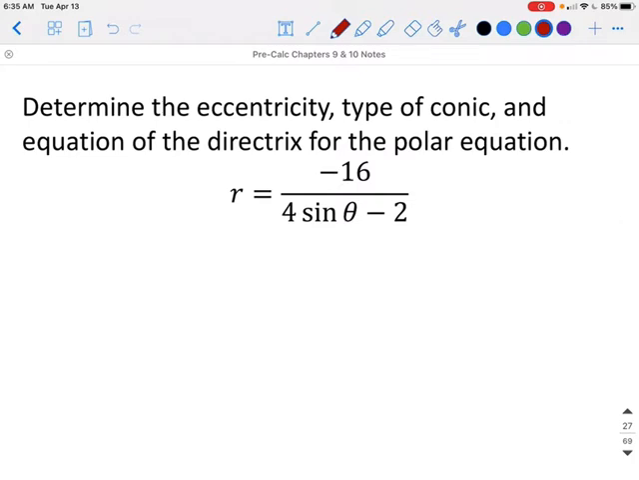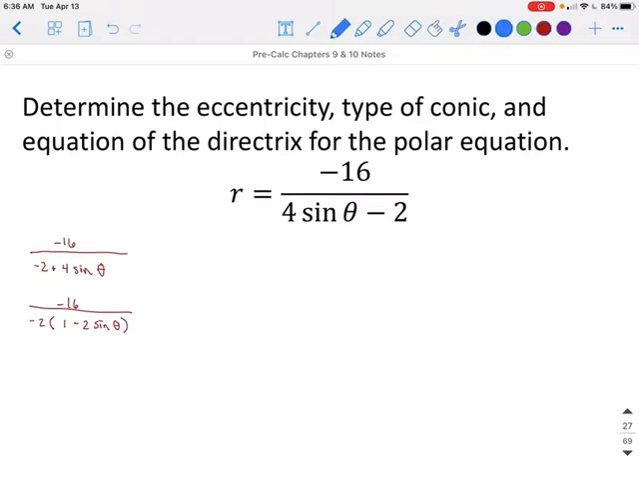Again, we're going to determine the eccentricity, the type of conic, and the equation of the directrix. First we need to notice that the sine part comes first, so we're going to rearrange this. It's going to be negative 16 over negative 2 plus 4 sine of theta. We also know that the number out front in the denominator should be a 1. So to make that a 1, we're going to factor out a negative 2. That leaves me with 1, and 4 divided by negative 2 gives me a negative 2 sine of theta.